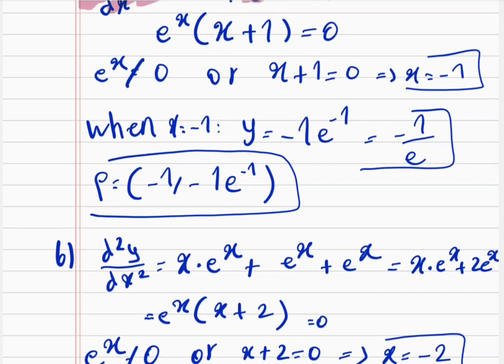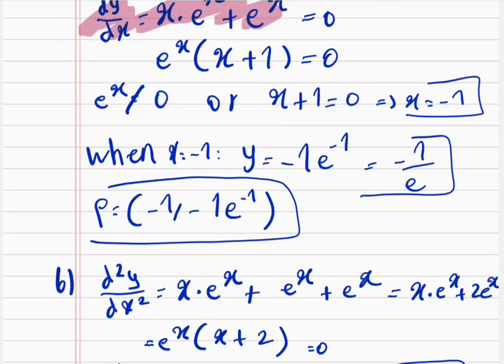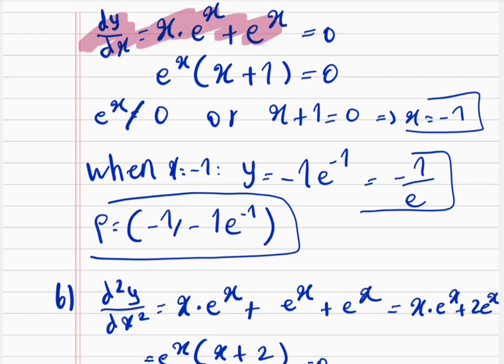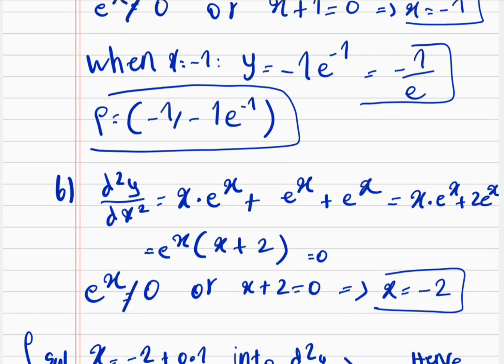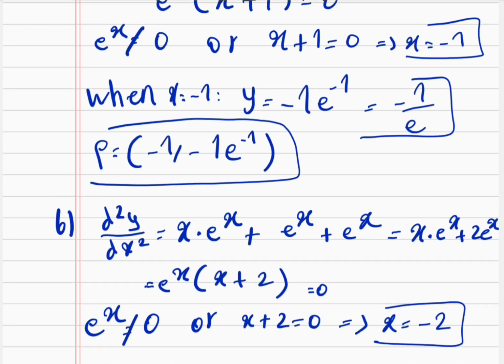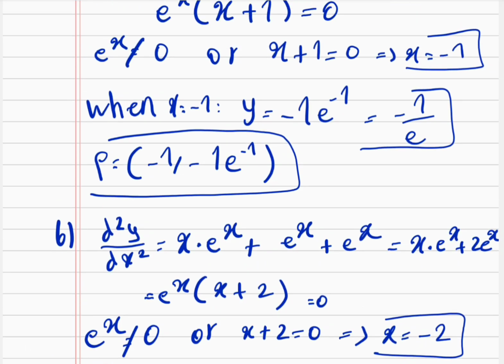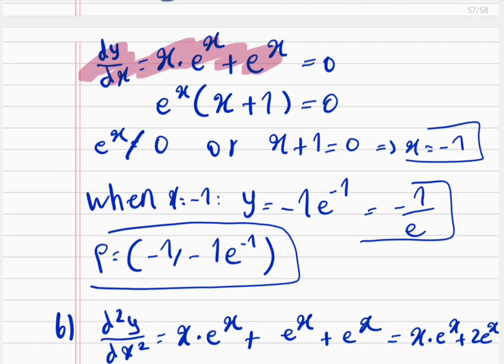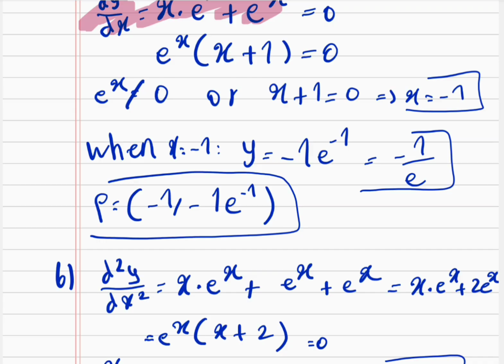Because in order to determine the nature of a stationary point, all we need to do is substitute the x value of the stationary point into the second derivative equation. And then if we get a negative value, then that means that point is a maximum. But if it's positive, then that point is a minimum. So in this case, I'm going to write with a different color.